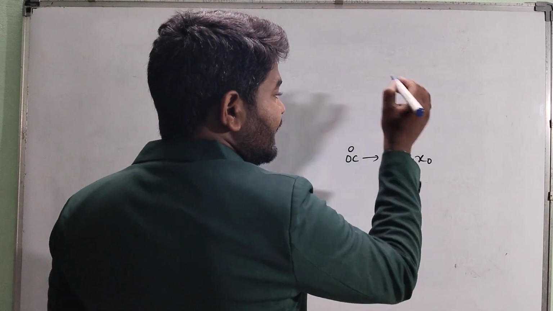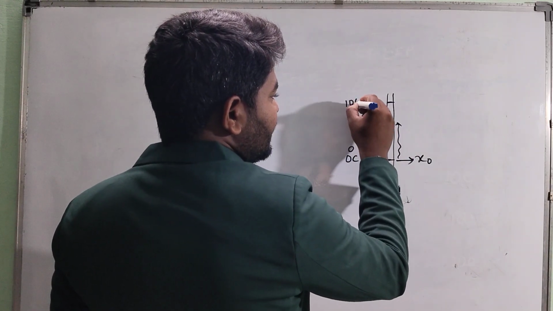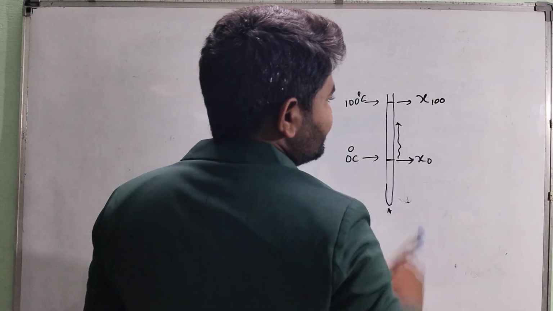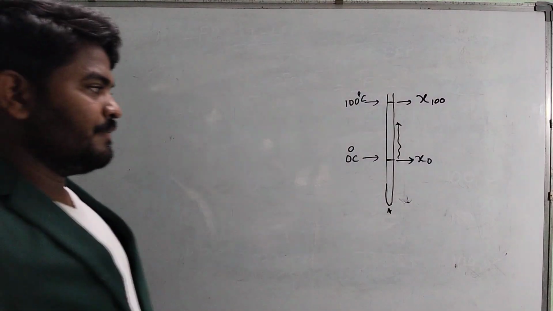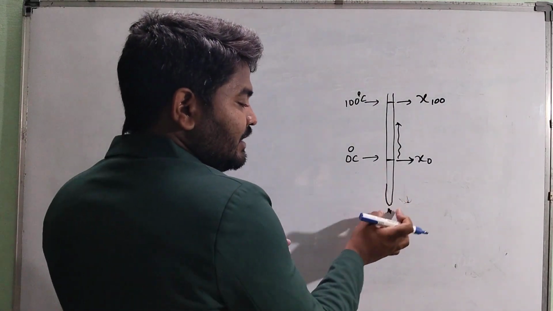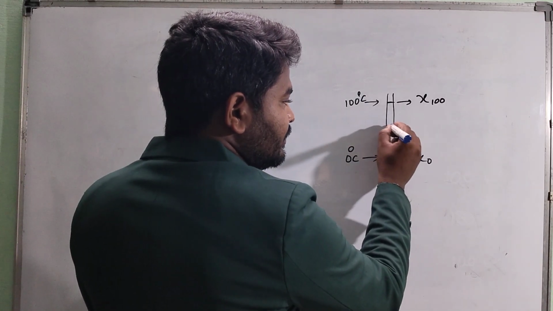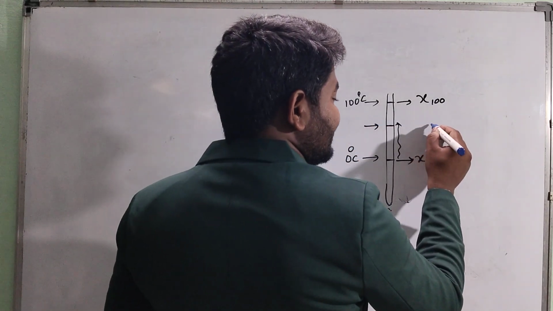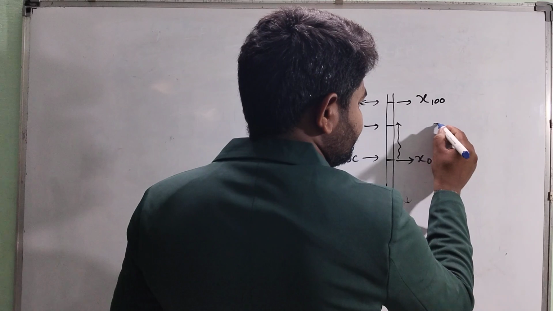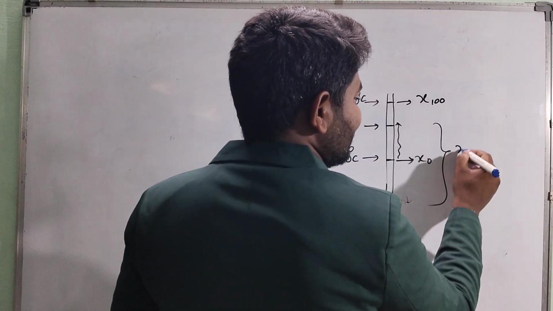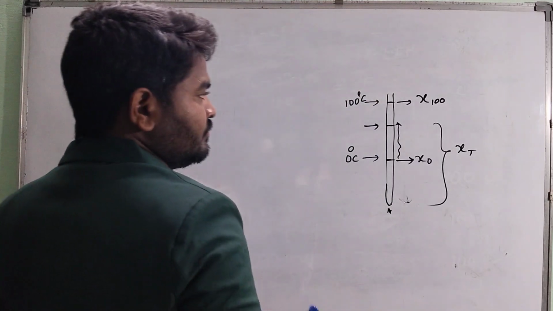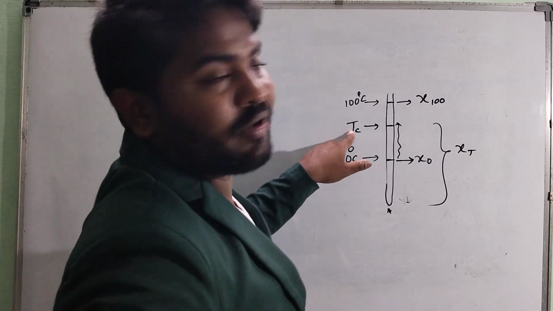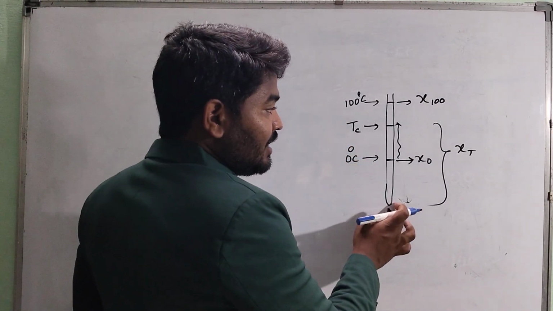After rising to 100 degrees Celsius, here it is 100 degrees Celsius, and its length is x100, right? Now I have given some heat energy, and the temperature has risen up to here. At this point the length is xt. I don't know the temperature; I have to find the temperature at this point. Clear? But I know the length.